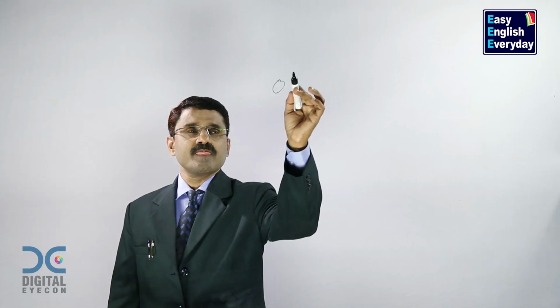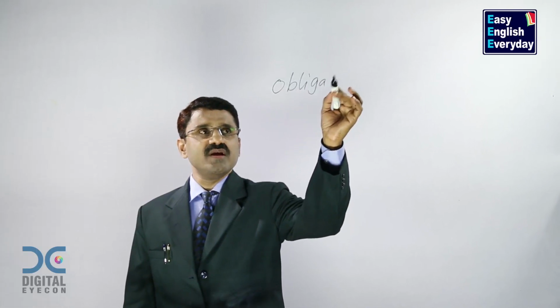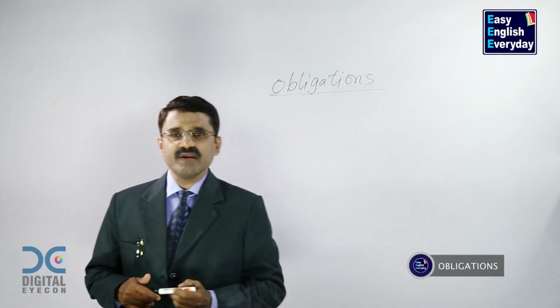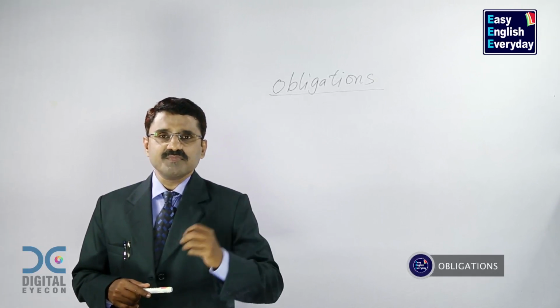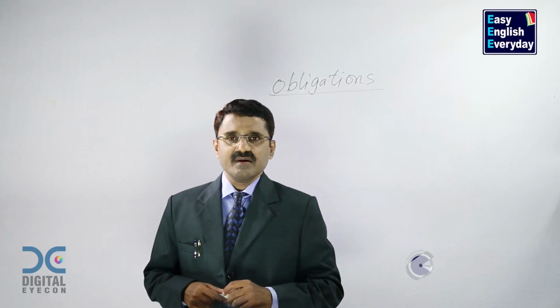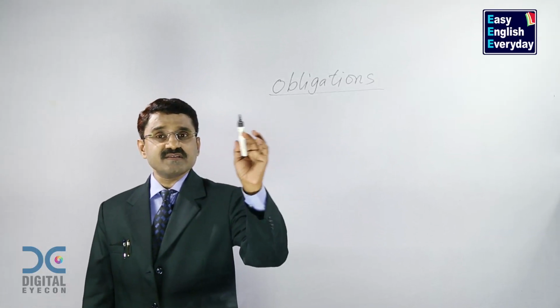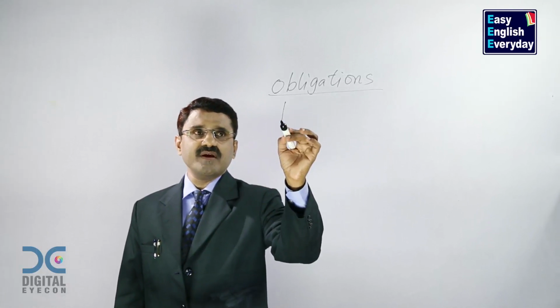What do all these examples indicate? All these examples indicate obligations. Obligations meaning compulsory actions. Any action which you are supposed to do. Now that is the use of have here.